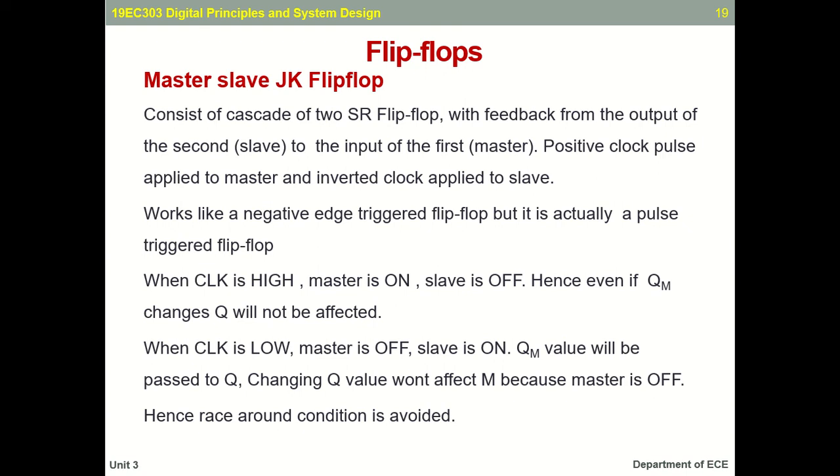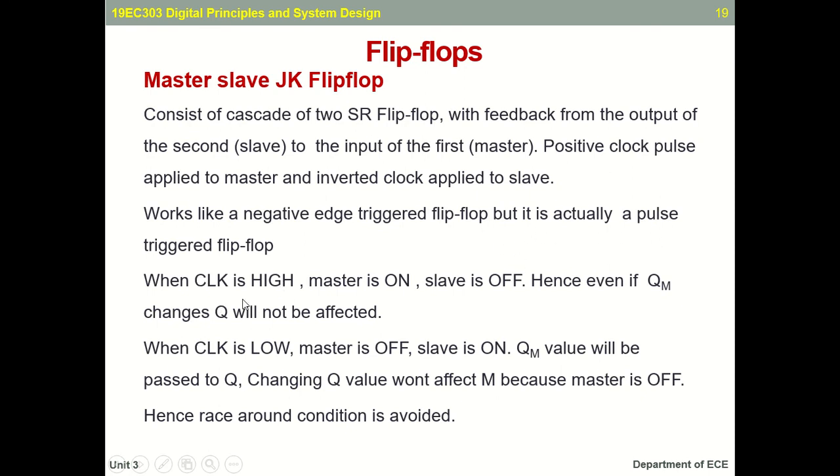So for the first one, the clock is given directly, and for the second, it is called your inverted clock. That is called your opposing clock. Opposing clock means an inverted clock is given. Here, for the first one it's given as positive, which means for the second flip-flop it will be given as your inverted clock. It works like a negative edge triggered flip-flop, but it's actually a pulse triggered flip-flop.